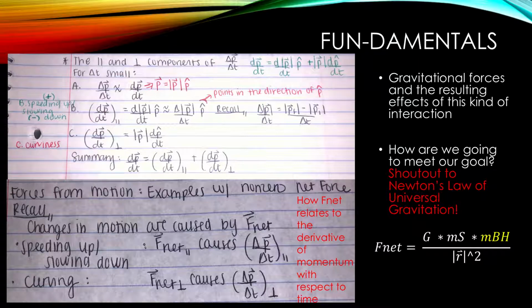Now, speaking of fun, the fundamentals of this lab include parallel and perpendicular components of force, and here we see the changes in momentum and how the F net relates to the derivative of momentum with respect to time. Now, we're also going to discuss the gravitational forces and the resulting effects of this kind of interaction. And how are we going to do that? Well, shout out to Newton always, and specifically this time for his law of universal gravitation, shown here, highlighting the fact that we want to find the mass of the black hole. And the MS just stands for mass of the star.